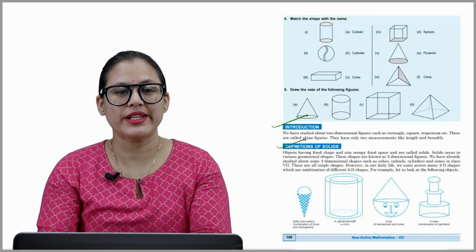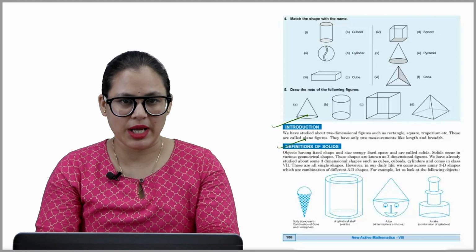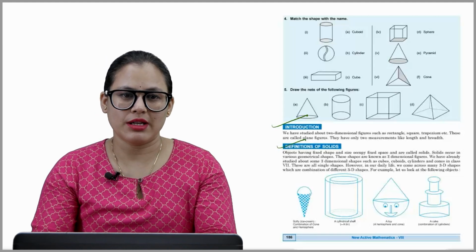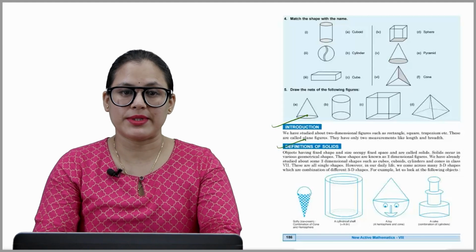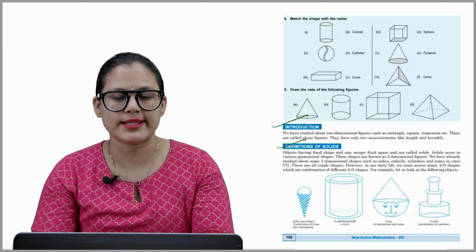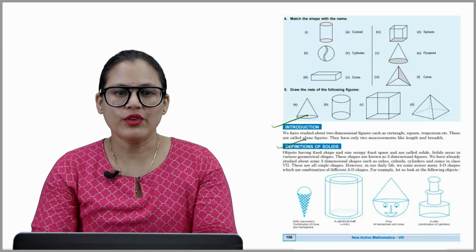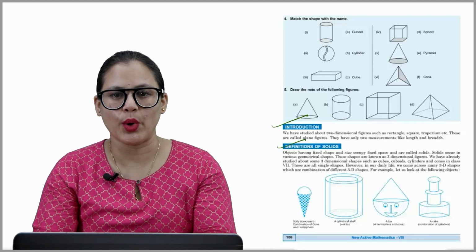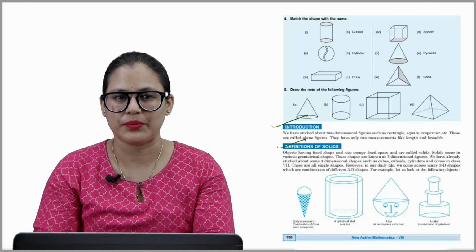Now, definitions of solids. Objects having fixed shape and size occupy fixed space and are called solids. Solids occur in various geometrical shapes. These shapes are known as three-dimensional figures. We have already studied about some three-dimensional shapes such as cubes, cuboids, cylinders and cones in class 7.